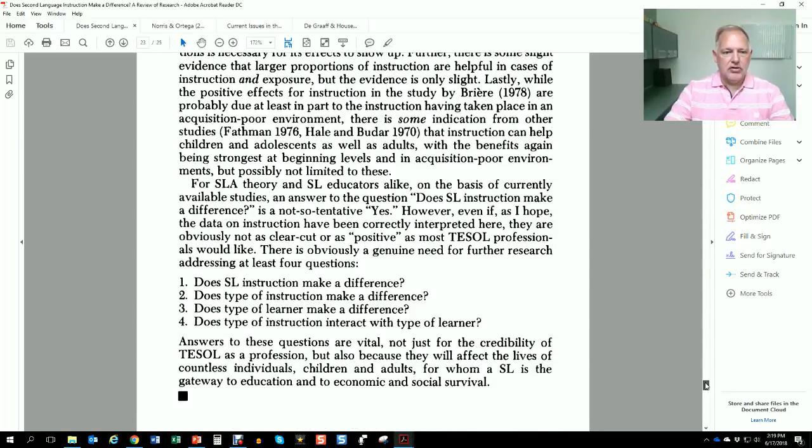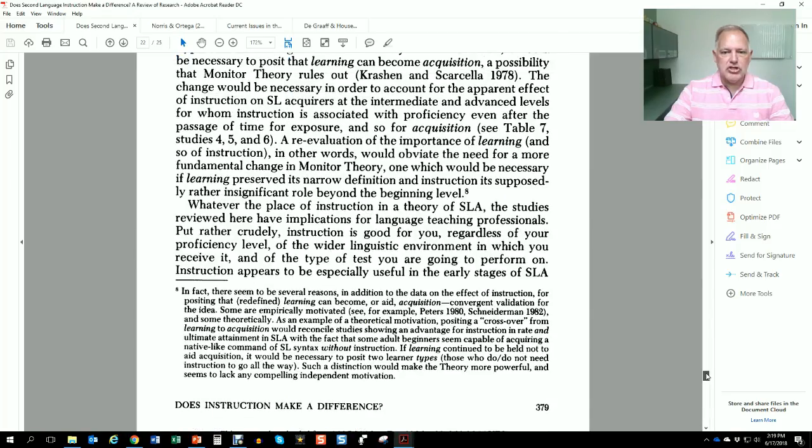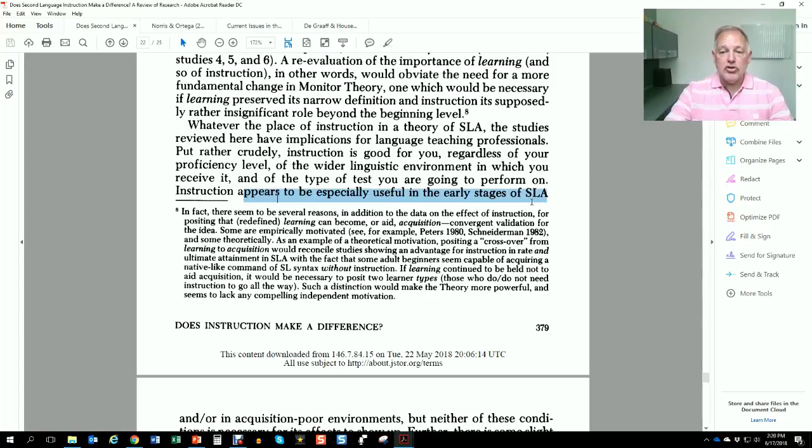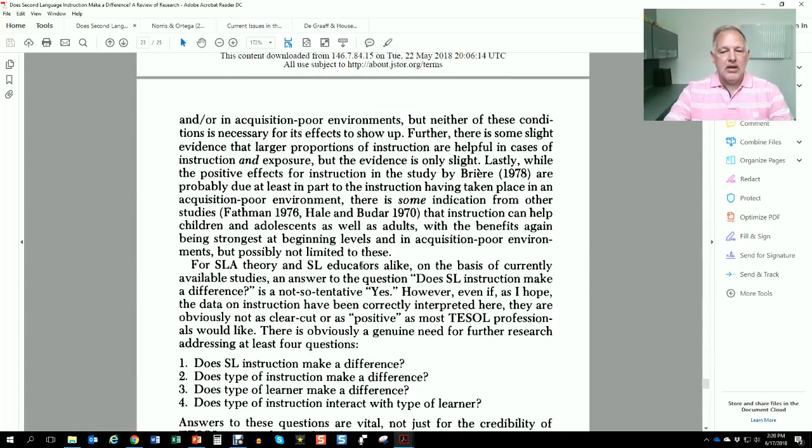He does make sort of the more categorical assertion, right? Whatever the place of instruction in a theory of second language acquisition, the theories reviewed here have implication for teaching professionals. Put rather crudely, instruction is good for you, regardless of your proficiency level, of the wider linguistic environment in which you receive it, and the type of test you're going to perform on. Okay? Seems particularly useful in early stages of SLA. Okay? And later on he says, an answer to the question, does second language instruction make a difference, is a not so tentative yes. Okay? So that's one view by Michael Long.